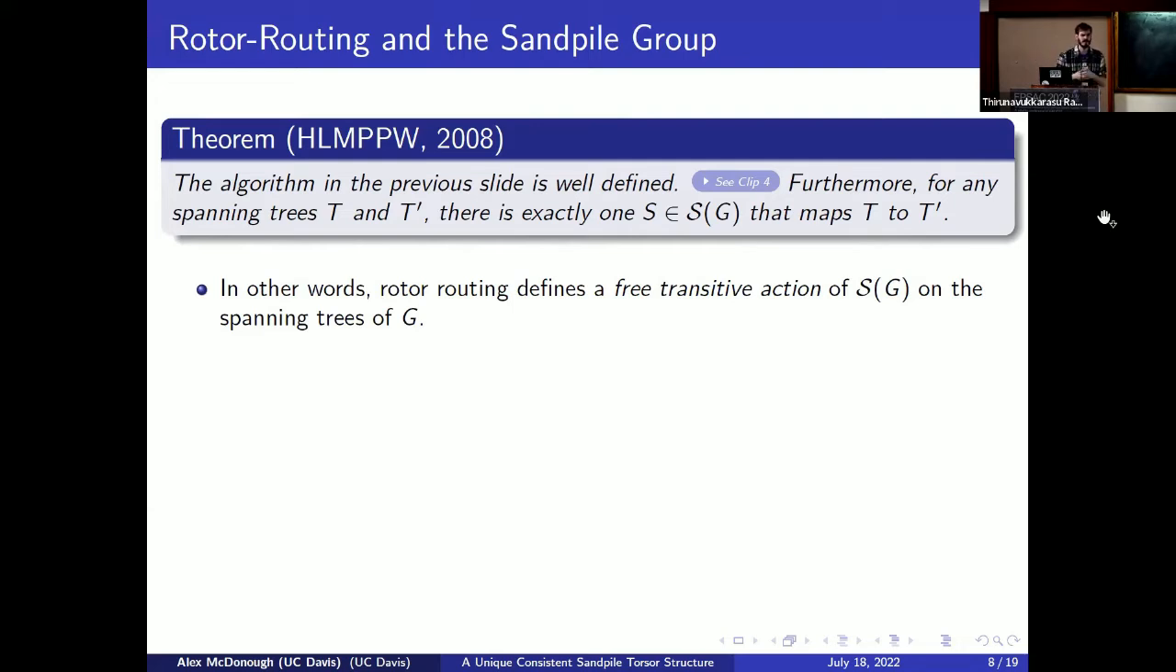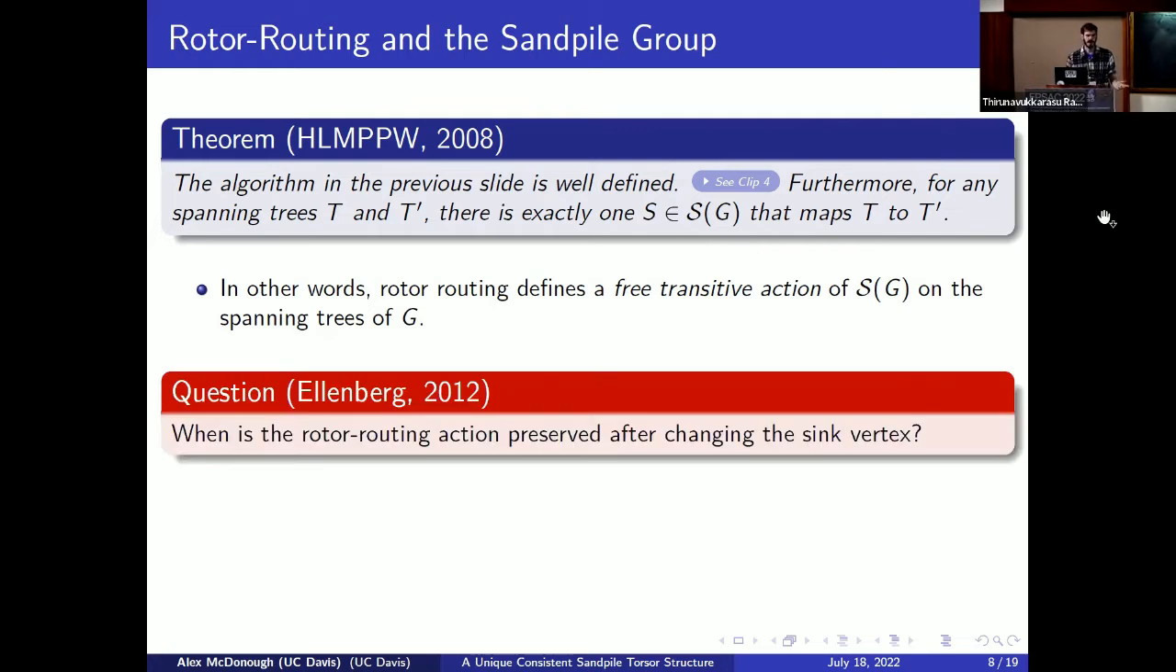So the sandpile group always has an identity element, but the set of spanning trees doesn't always have a special spanning tree. So a free transitive action says that if you tell me which spanning tree to associate with the identity element of the sandpile group, then we get a bijection. And this is something that's good to look for if you ever have a group and a set that are the same size.